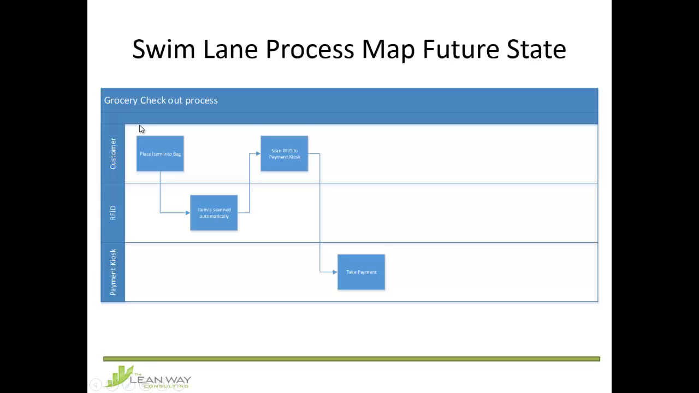So for the grocery checkout process, we're saying that the customer places items into a grocery bag or cart. The items are scanned automatically. The customer scans the RFID tag at the payment kiosk, and the payment kiosk takes the payment. And so this process map is very different, and we use this as a way to re-engineer a process.